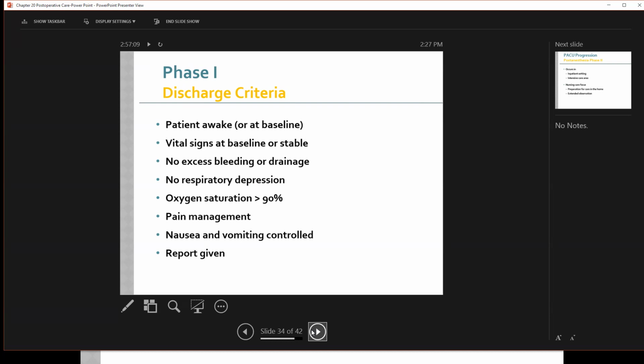SBAR is a standardized communication tool that is used to provide a complete report. SBAR, situation, background, assessment, recommendation, provides a complete report and enhances a safe transfer of the patient from PACU to the clinical unit. Nurse-to-nurse communication is essential when the patient is moving from phase 1 to phase 2 care.